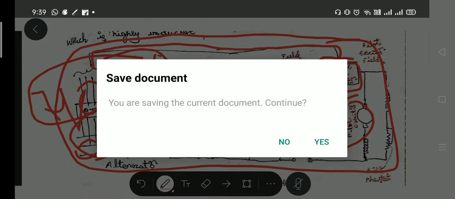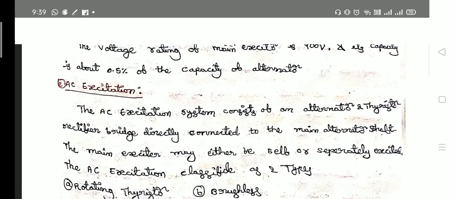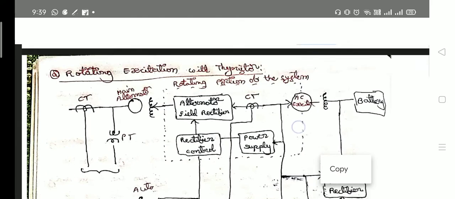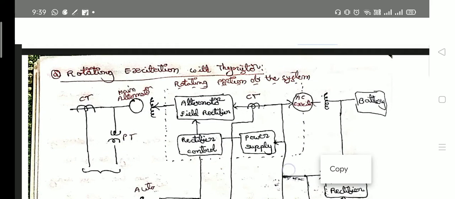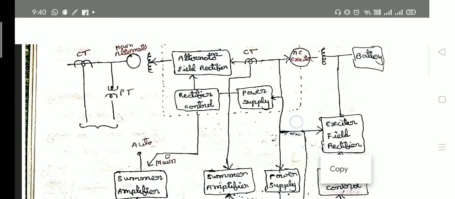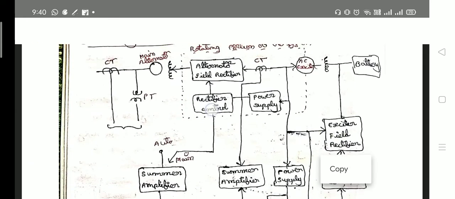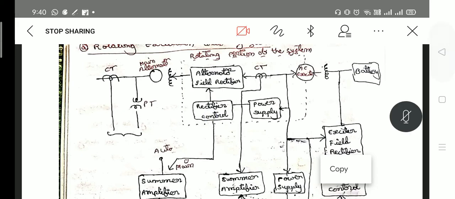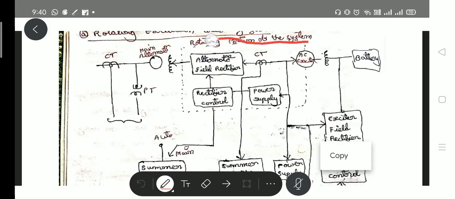Next one is AC excitation. AC excitation has two types. The first one is the rotor excitation system, and the second one is the brushless excitation system. We can see the first, the rotor excitation system. In this rotor excitation system, there are these dashed lines.